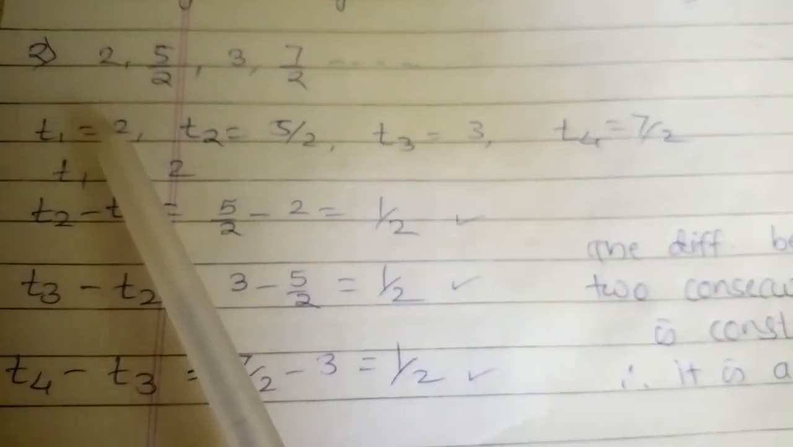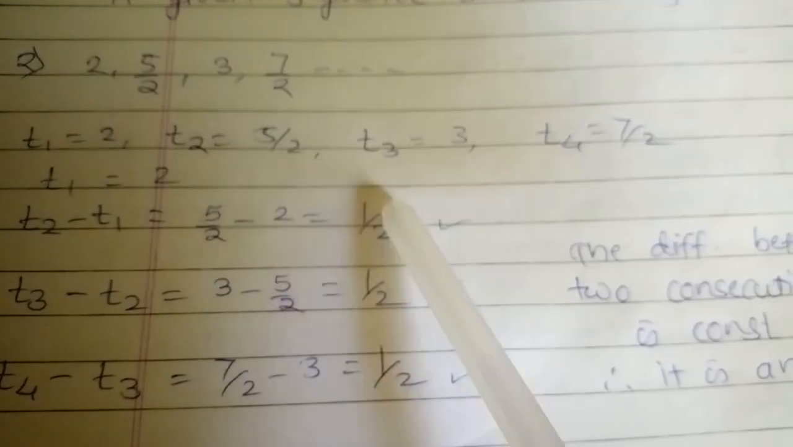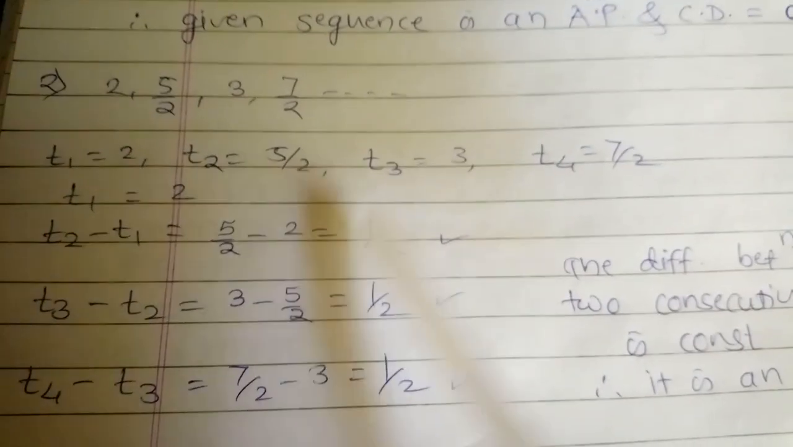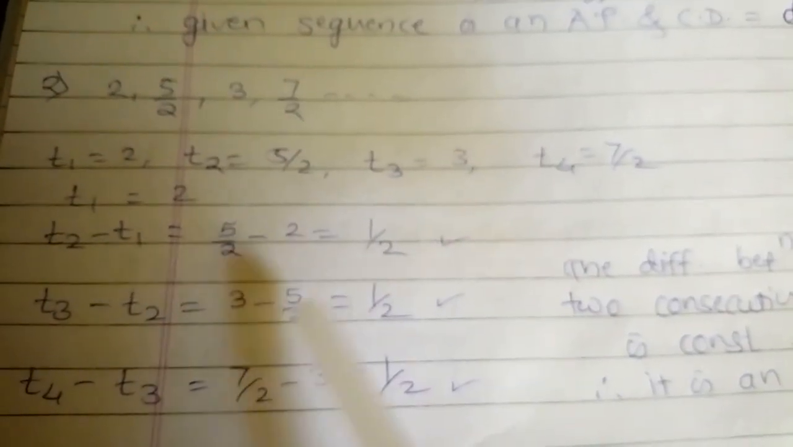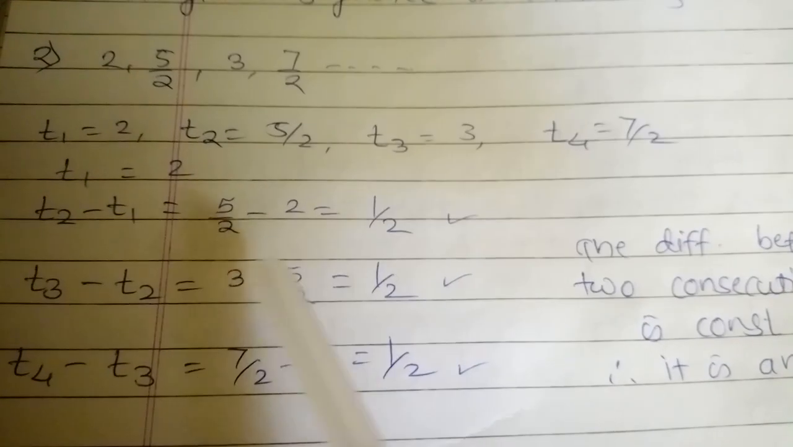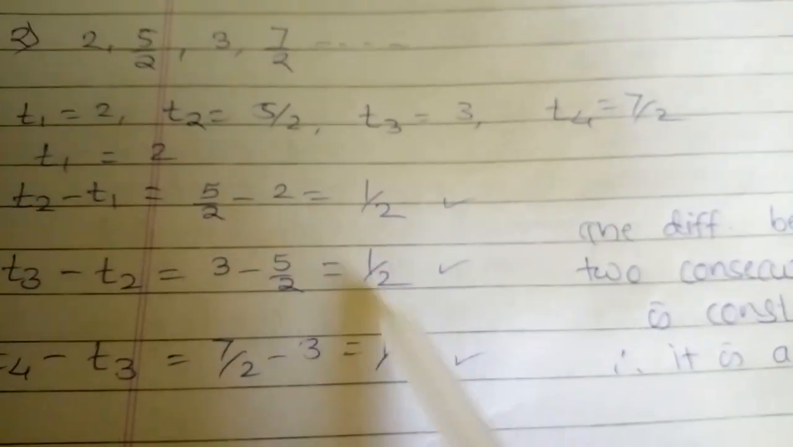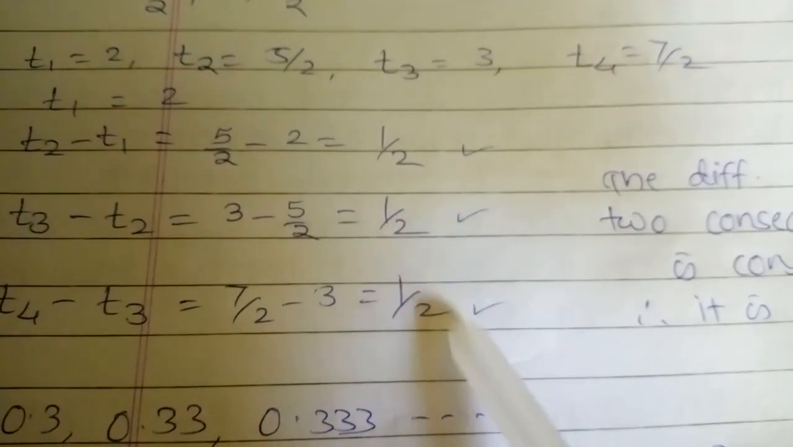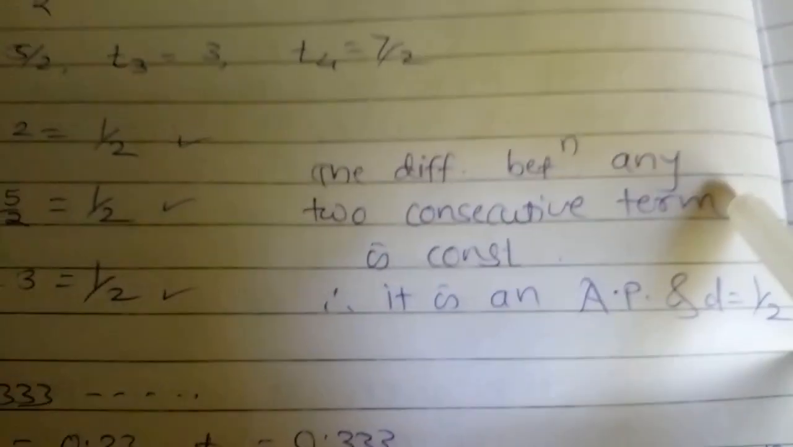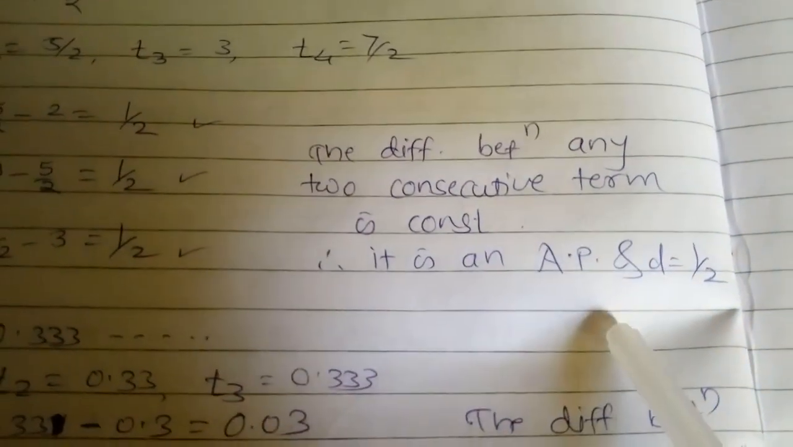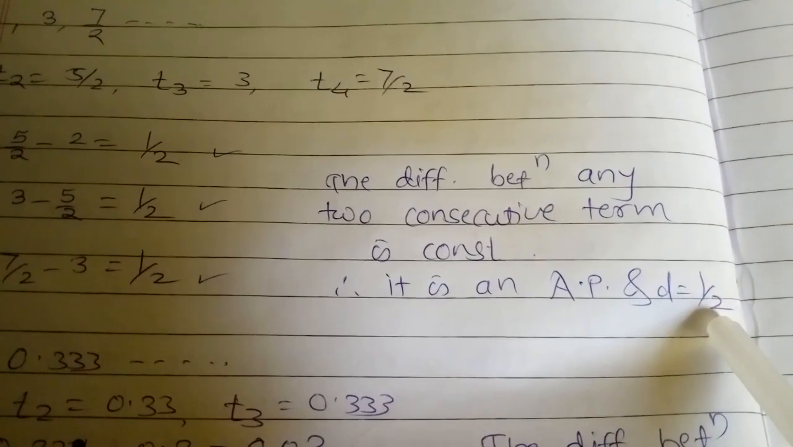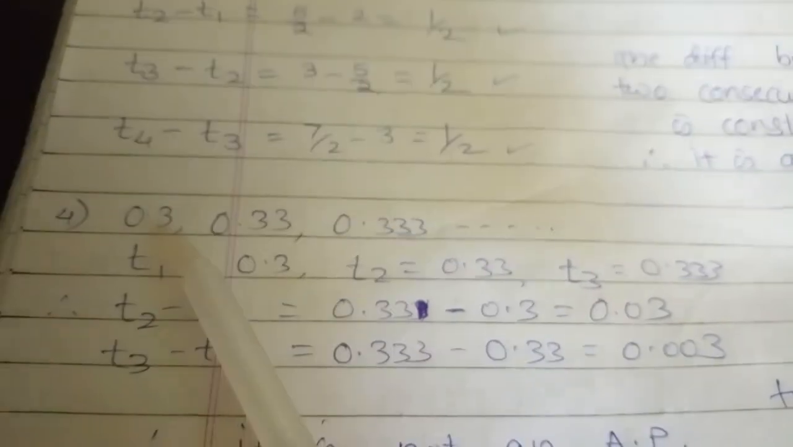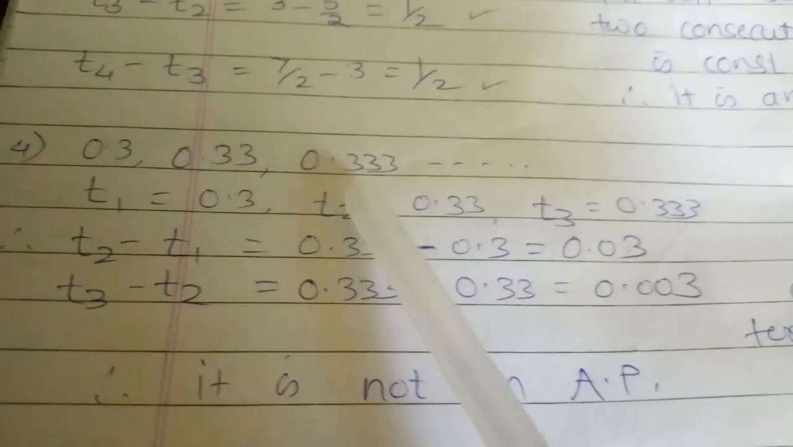So 5 by 2 minus 2. Taking the LCM, which is 2, then 5 minus 4 we get 1 by 2. Again here T3, that is 3 minus 5 by 2. Taking the LCM, 3 twos are 6 minus 5, that is 1 by 2. So here also we get the constant difference, that is half, half, half. And so the difference between any two consecutive terms is constant, and so the given sequence is an AP, and the difference is half.